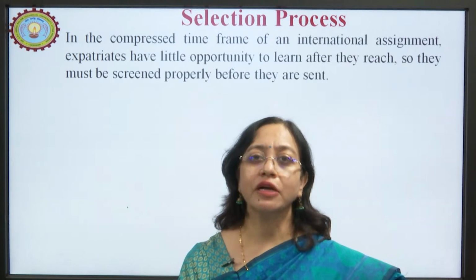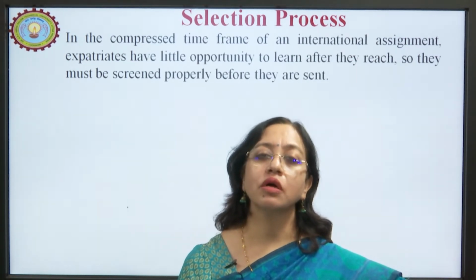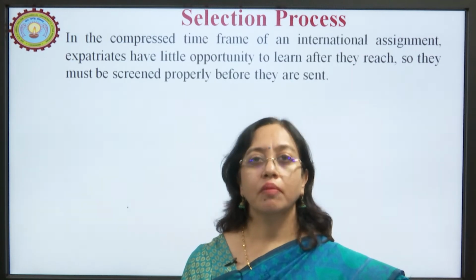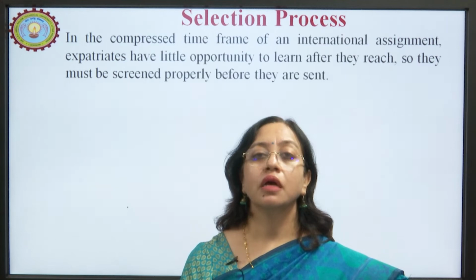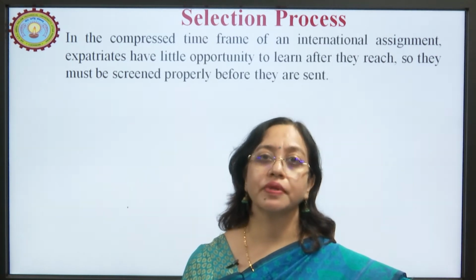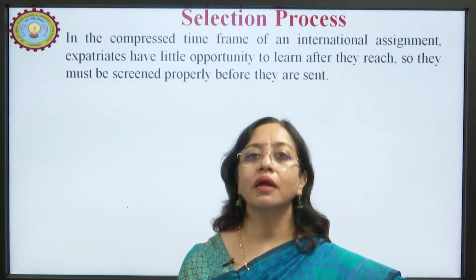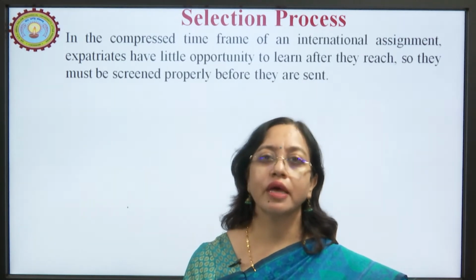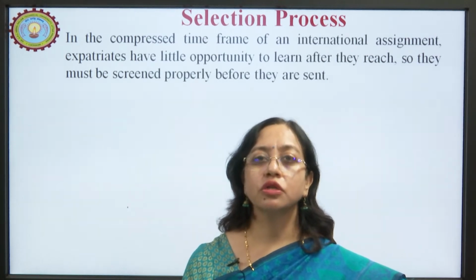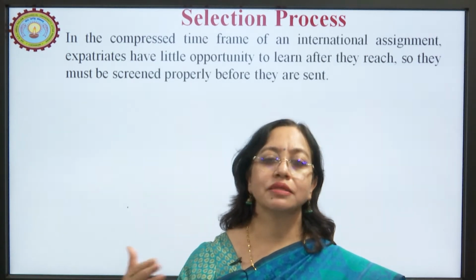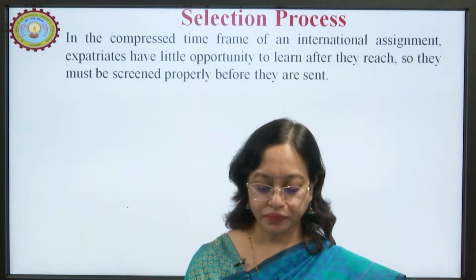Because expatriate failure rate is also quite high, and it costs the companies huge amounts of money when somebody who is sent for a foreign assignment is not able to do justice with that assignment, or is not able to adapt with the new culture, and everything goes haywire, all plannings are disturbed. So, it is very important to screen beforehand the person whom we are sending. And how do we screen?